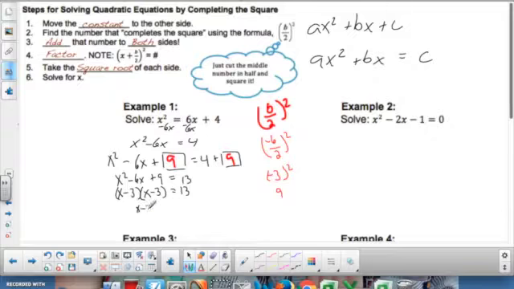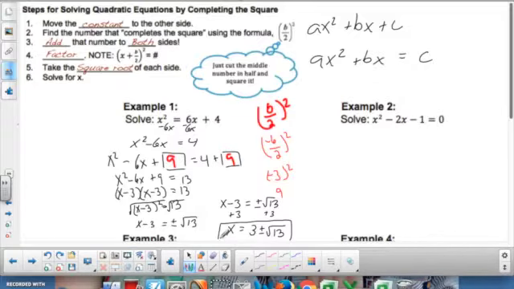So I'm going to rewrite this as x minus 3 squared. And now I'm able to do step 5, which is take the square root of each side. Because when I take the square root, I'm left with just x minus 3 equals plus or minus the square root of 13. And now my last step is just to solve. So I'm going to rewrite this right here. If I have x minus 3 equals plus or minus root 13 and I'm trying to solve for x, then I'm going to add 3 to both sides. So I get x equals 3 plus or minus the square root of 13. And that is my answer.